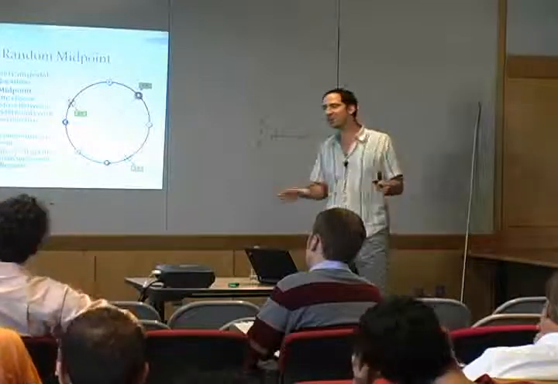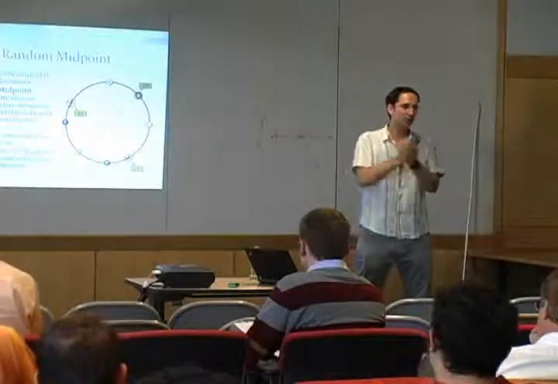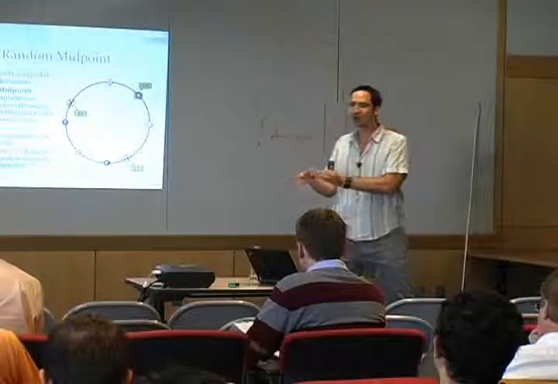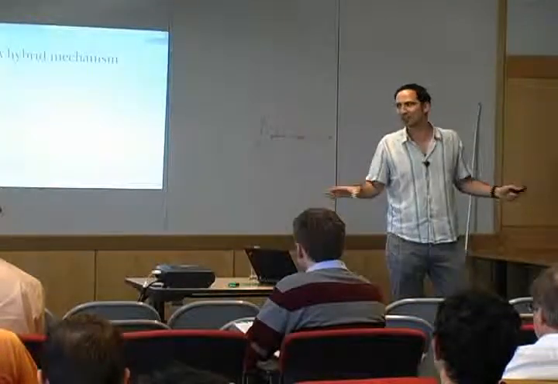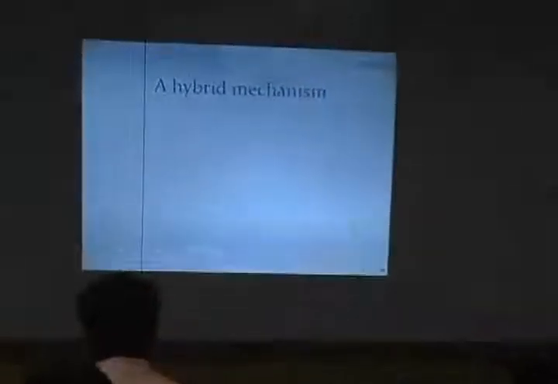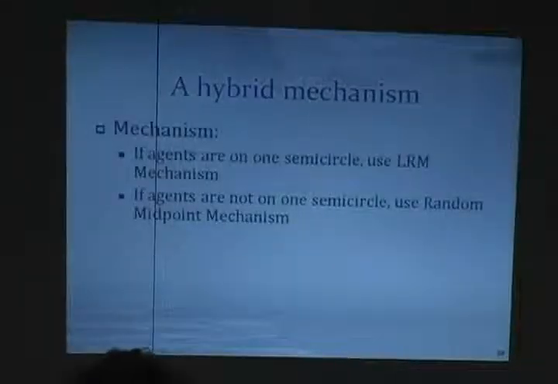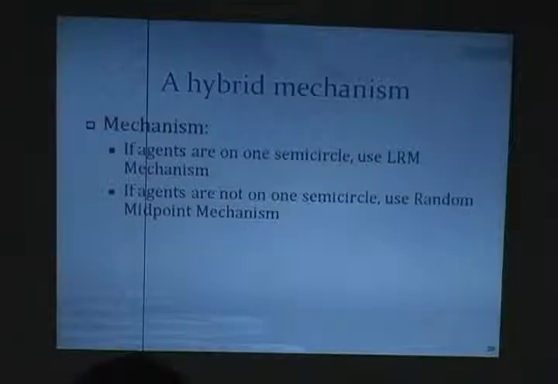So we have a very weird situation. We have two mechanisms. One gives us strategy proofness and a 1.5 approximation if the agents are on one semicircle. The other gives us the same guarantees if they're not. So here's a completely crazy idea. Let's just do the most unreasonable thing and combine these two mechanisms. If the agents are on one semicircle, let's use LRM. If they're not, let's use random midpoint.